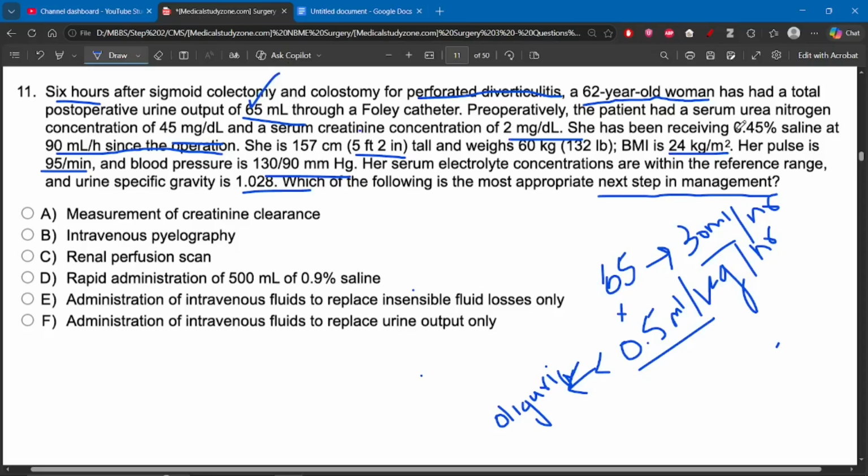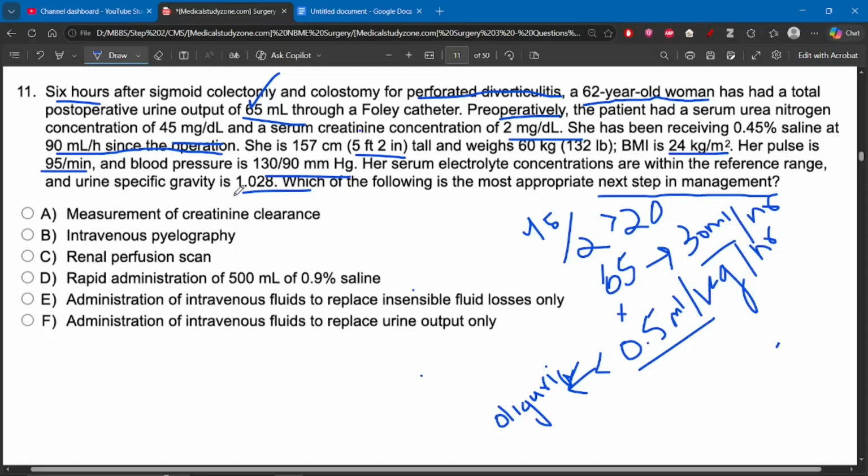Okay. And preoperatively, the patient had a serum urea nitrogen concentration of 45 and a serum creatinine concentration of 2. So you already see the problem with that also, right? If you take a BUN creatinine ratio of 45 divided by 2, you don't really need to do it, but this would be 22.5. Exactly, this would be more than 20. This shows that the woman already had prerenal azotemia before her operation started.